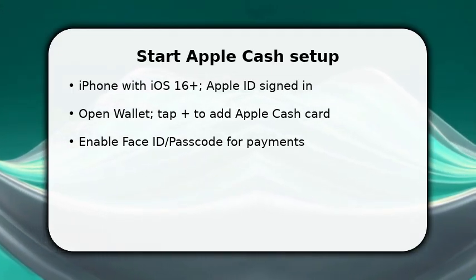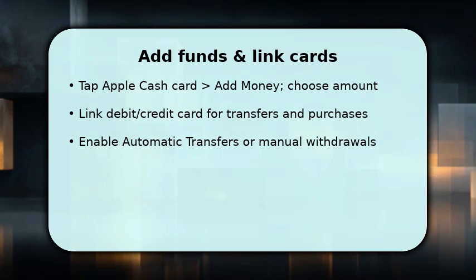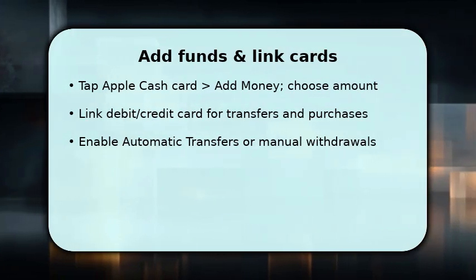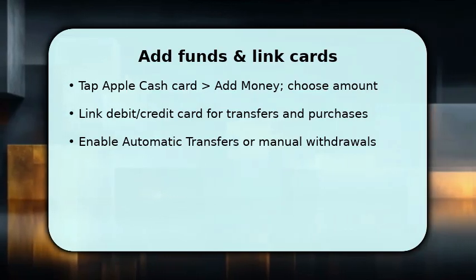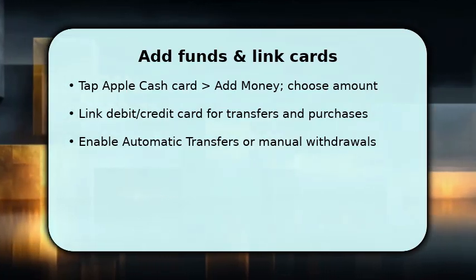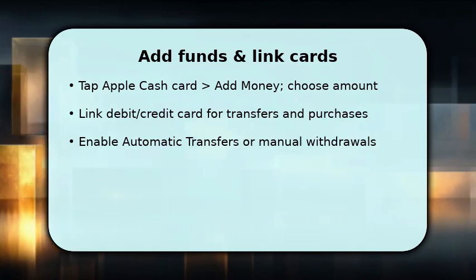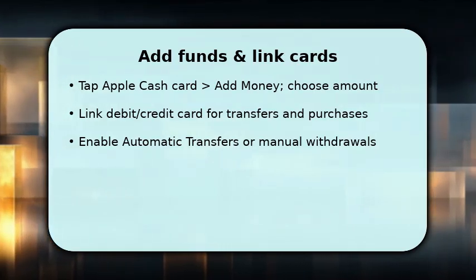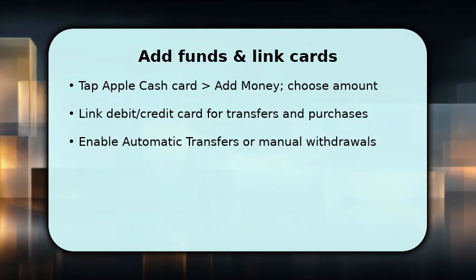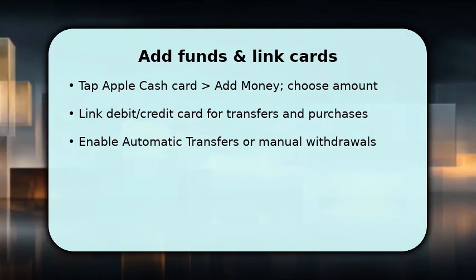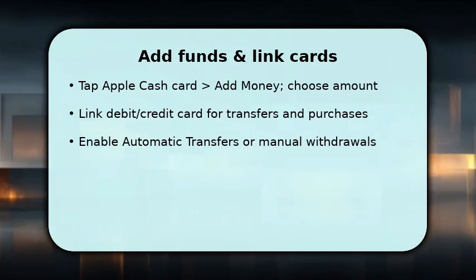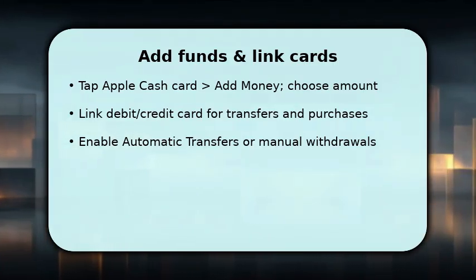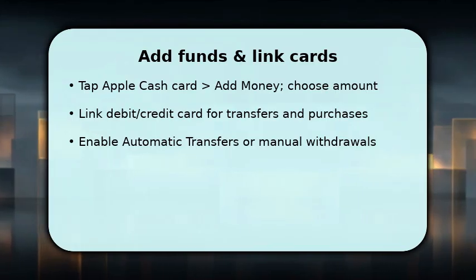Once your Apple Cash card exists, tap it in Wallet and choose Add Money to fund the balance from a linked bank debit card. Select an amount and confirm with Face ID. To send payments, link or confirm a debit or credit card under payment methods so Apple Cash can top up or process charges. Make sure to enable automatic transfers if you want excess balance moved to your bank, or leave manual control for deliberate withdrawals. This sets up the flow between bank and card.